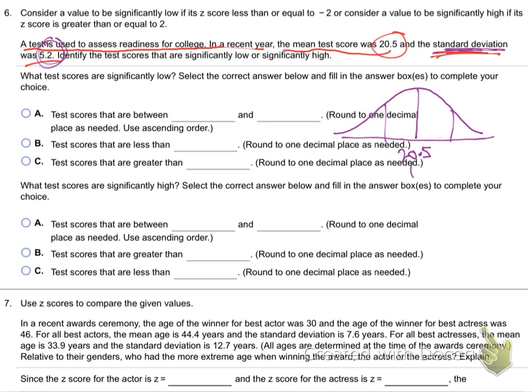So if you add 5.2, not 0.52, just use your calculator, what will you get? 25.7. And if you go this way, subtract 5.2, you'll get 15.3. That's this line and this line. So that's one jump each way.